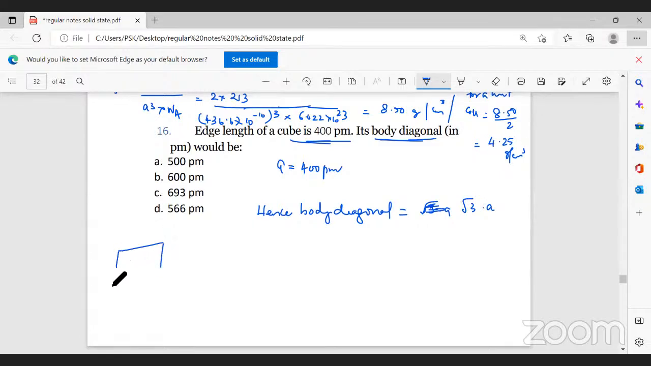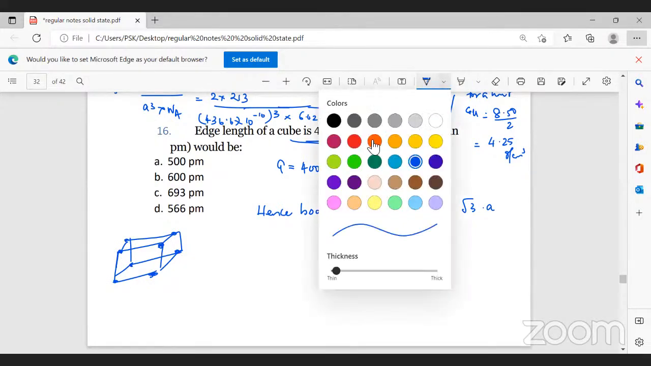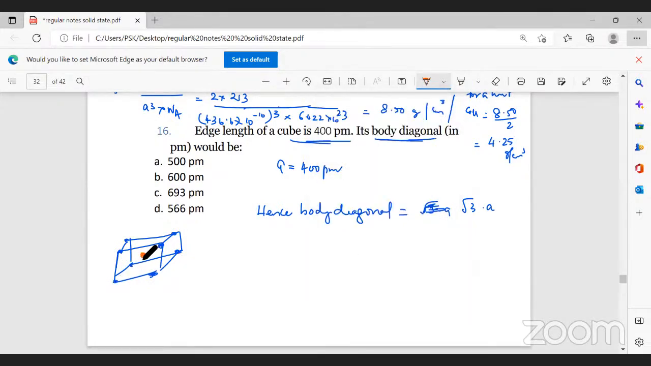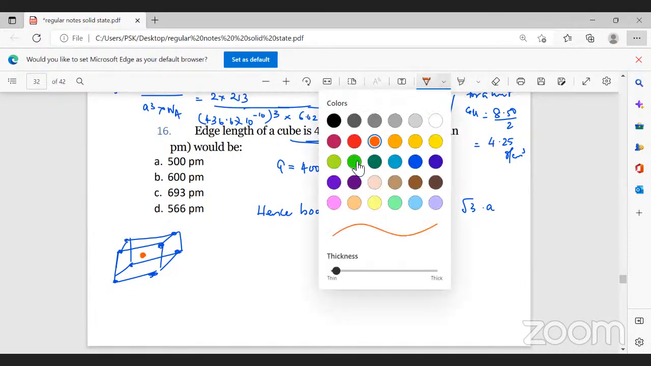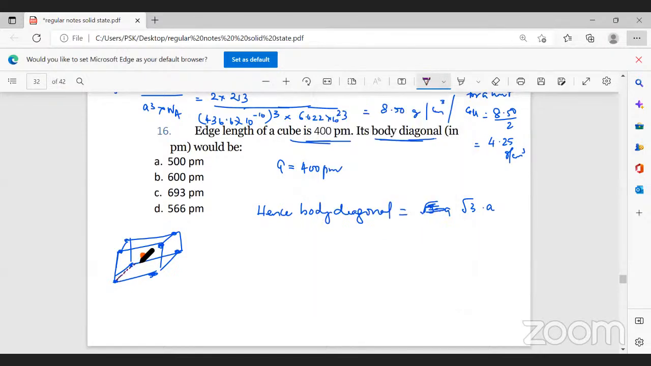If this is a cube, and a cube has particles at the corners, since they're talking about body diagonal, there should be a particle at the center. Now, this diagonal they're asking you, this edge and this, if you remember when we were learning, we would have marked it as AD. This is called the body diagonal.